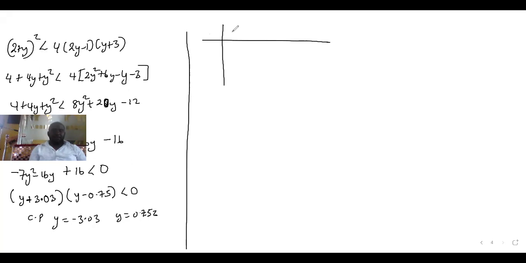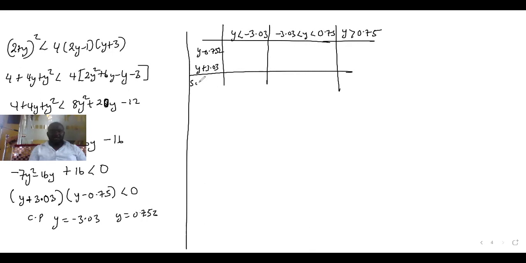Remember how to investigate? y is less than negative 3.03. Negative 3.03 less than y less than 0.75. Then y is greater than 0.75. Then here y minus 0.75, then here y plus 3.03. Then lastly down here we have the sign of y. Less than negative 3.03 you get a negative, a negative, positive. Between the two zero, negative, positive, negative. Beyond, positive, positive, positive. The inequality wanted us to get a negative.